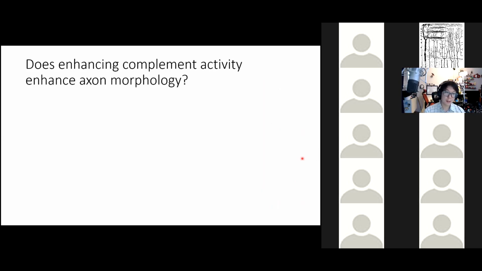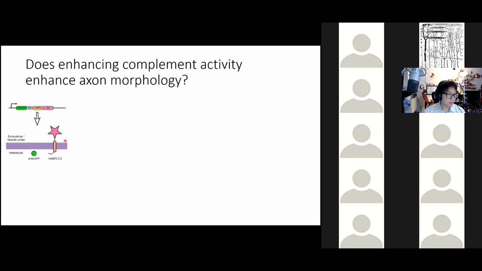So if the effects of ARCA3 on axon morphology are mediated by inhibiting the complement system, we would expect that enhancing the complement system would produce the opposite effect. And to test this, we created a VAMP2-C3 fusion protein. So VAMP2, or synaptobrevin, is a synaptic vesicle associated protein which distributes to the axon surface. And so this VAMP2-C3 fusion protein tags C3 to the surface of the axon.